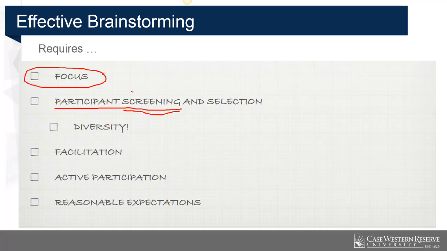So you're going to go through a process of screening and then selecting specific participants, and certainly diversity of thought is very, very critical. Often when we think of diversity, we think of cultural diversity, which is very valuable, but intellectual diversity is extremely important too.